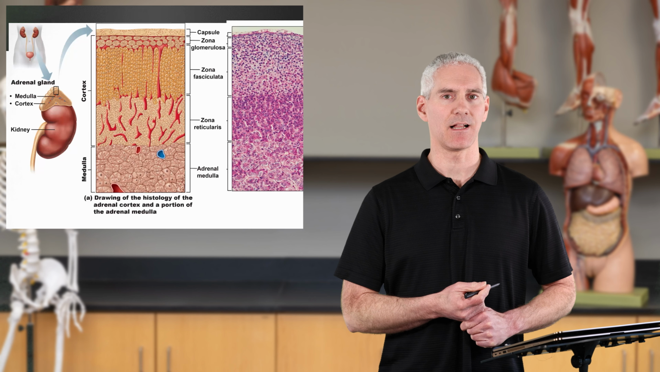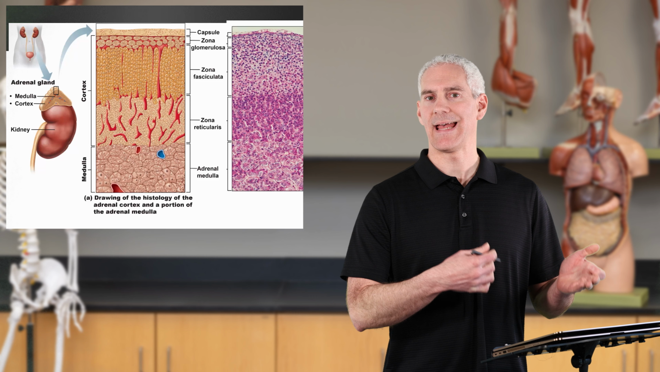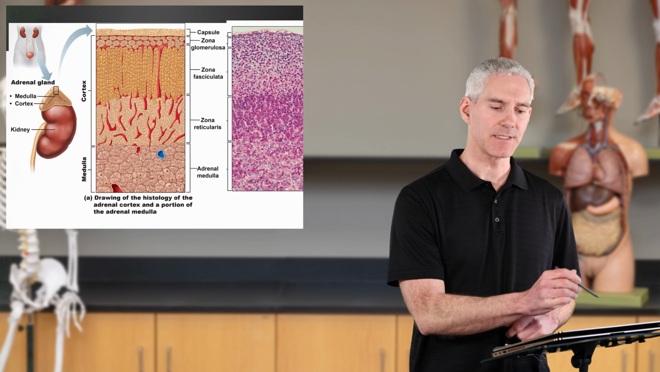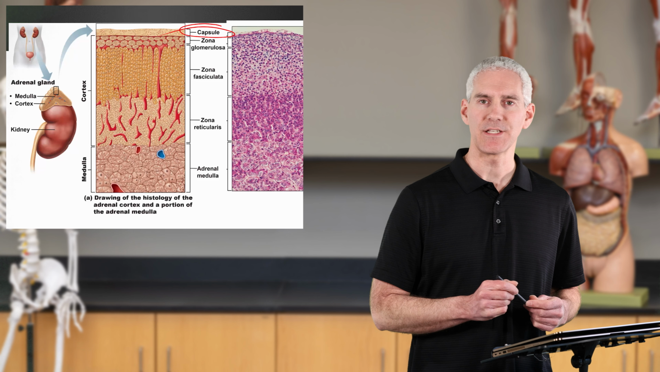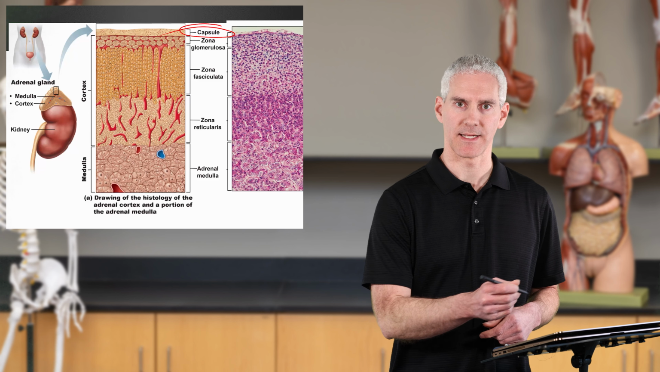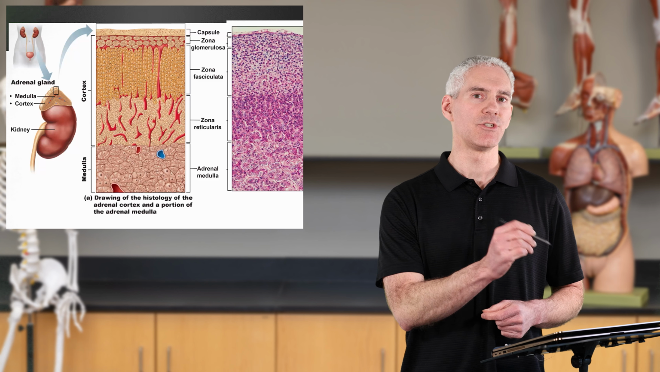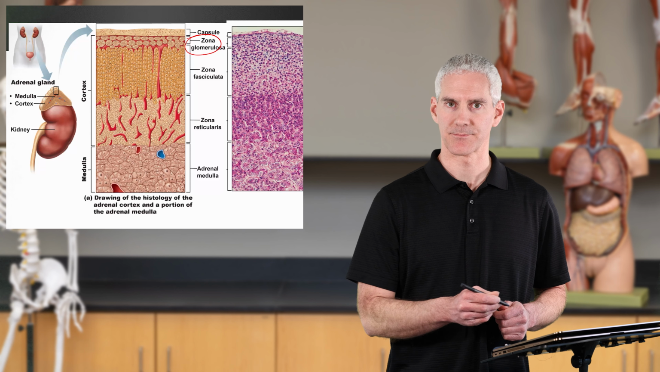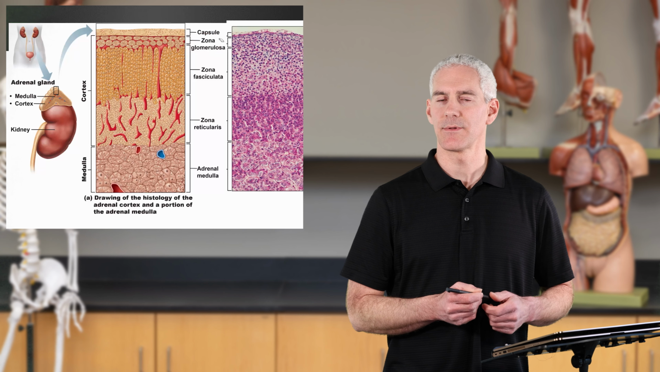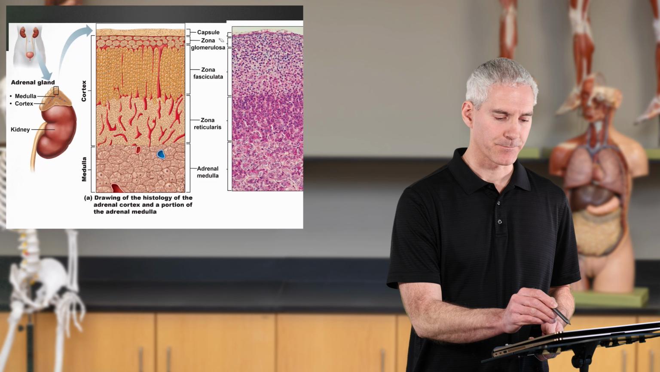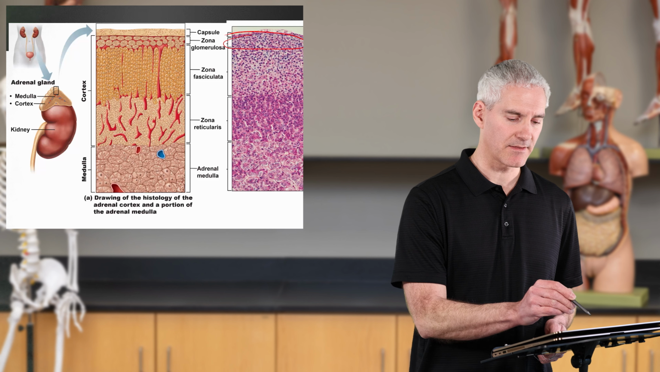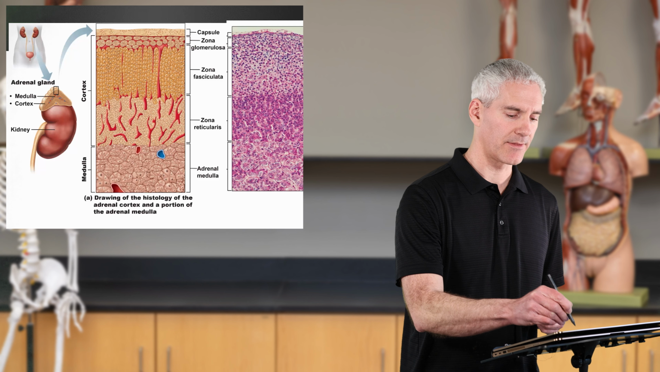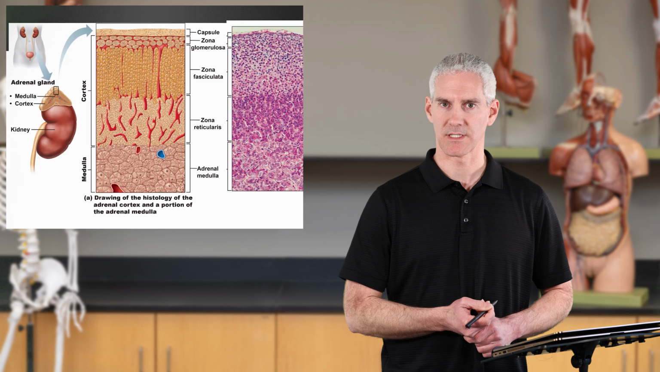So look at the histology of it. You'll see one is an actual histological image, the other one's an artist's rendition. The very top, you have the capsule. That's just the outside of the adrenal gland. Just below that, you'll notice the zona glomerulosa. Now, the zona glomerulosa isn't very thick. It's just this thin layer right up top. So it's a pretty small area there, the zona glomerulosa.